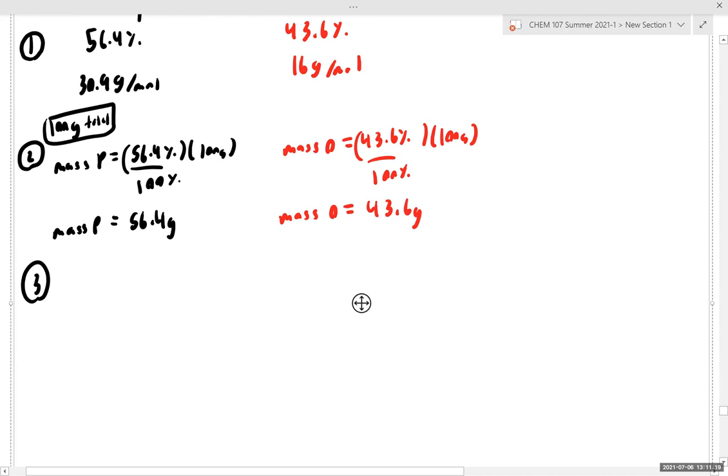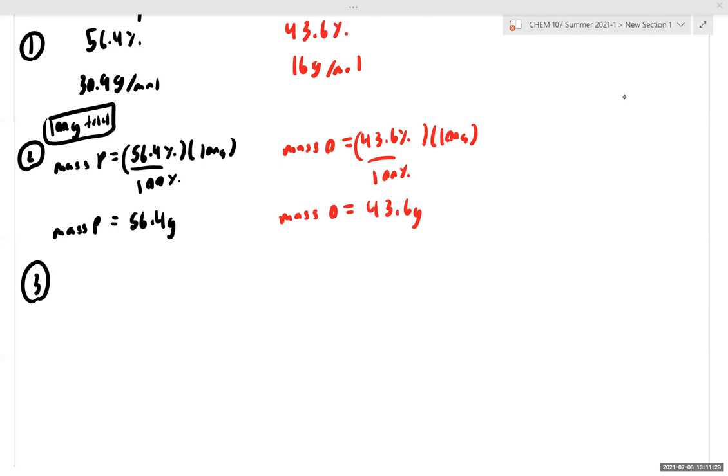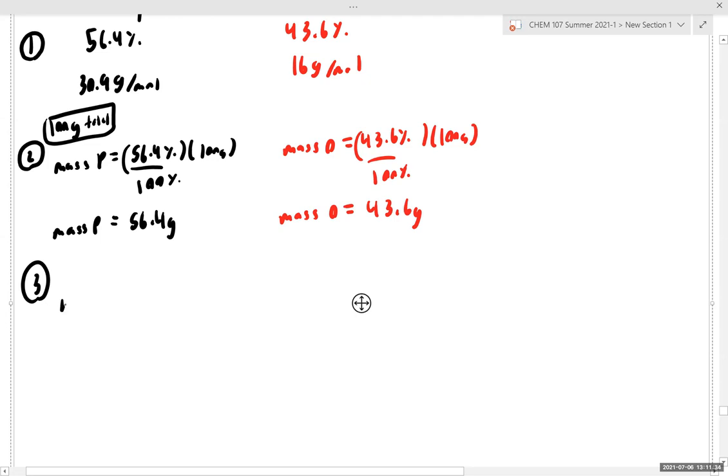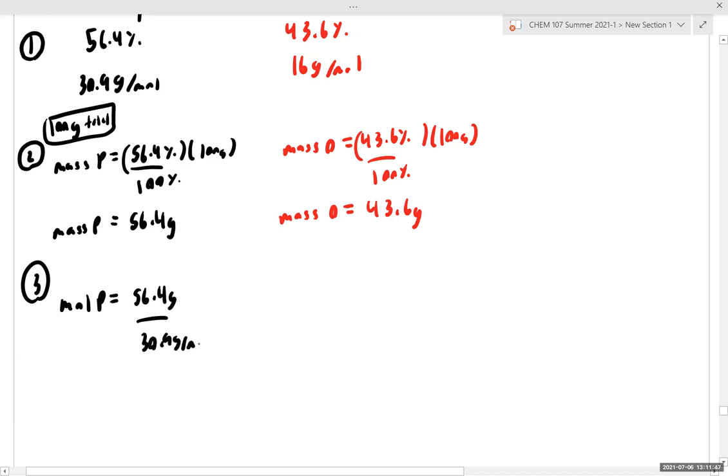So we know the mass of phosphorus and oxygen, and we know the molar mass. Would anyone like to share their calculated mole values or their calculated empirical formulas? For the moles of phosphorus, we have one student sharing their response. Let me translate that onto the class whiteboard. We calculate the moles of phosphorus by taking the mass of phosphorus over the molar mass. That gives us 1.825 moles of phosphorus.